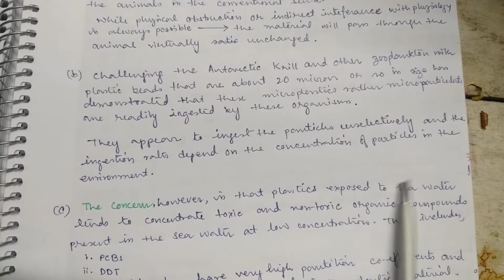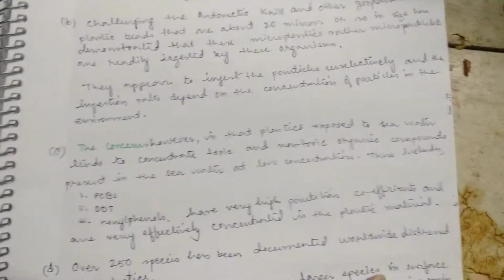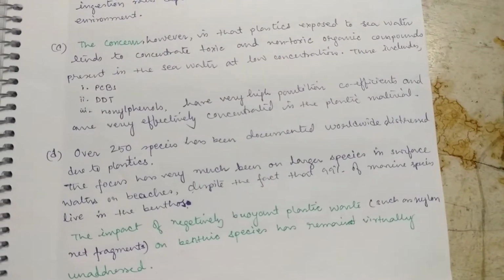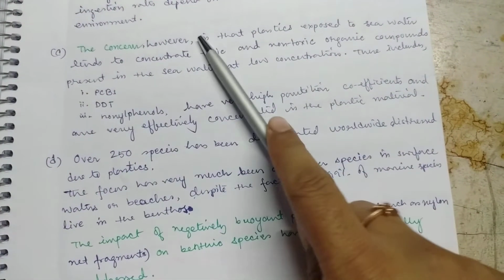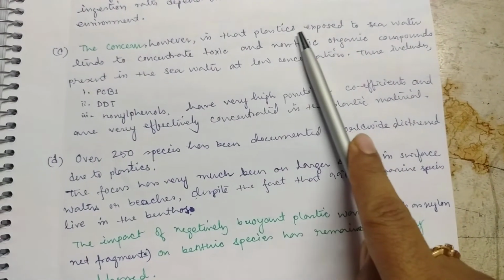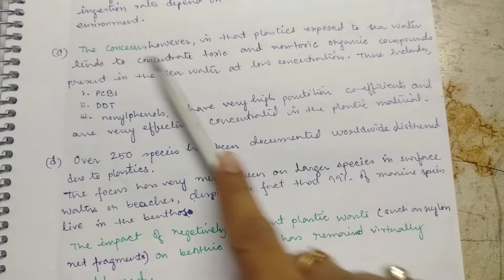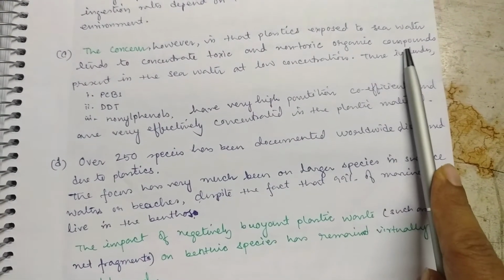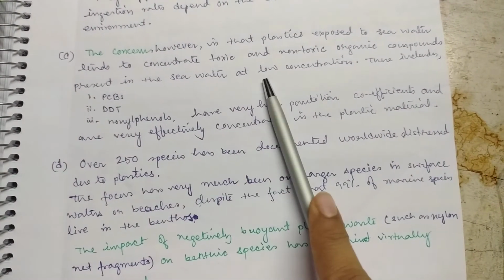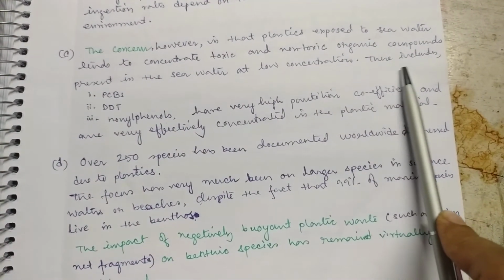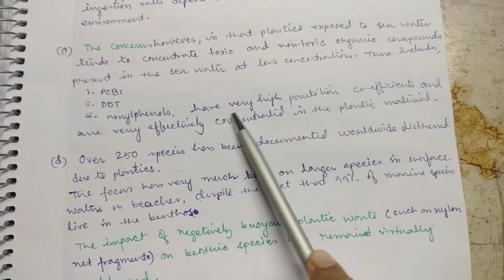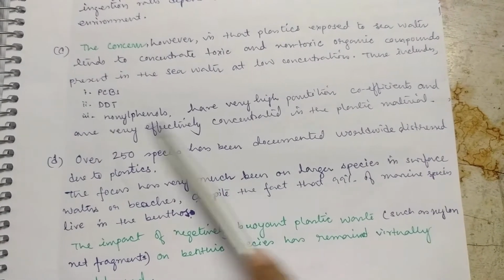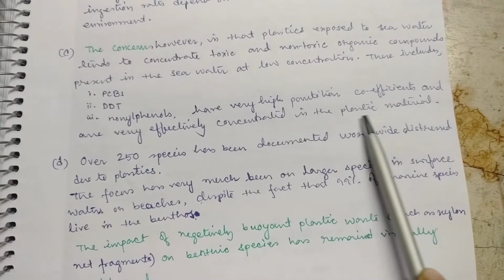So what are the main concerns? However, plastics in seawater tend to concentrate toxic and non-toxic organic compounds present in the seawater at low concentration. These include PCBs, DDTs, and nonylphenols, which have very high partition coefficients and are very effectively concentrated in the plastic material.